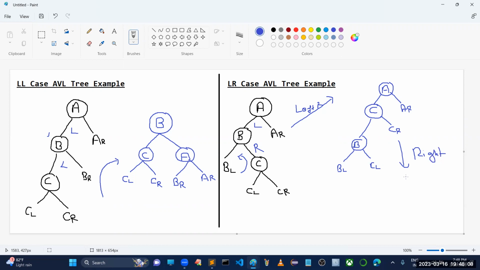If you do right rotation, C will become the parent node, your left subtree will become B, and your right subtree will become A. For B, BL will become the left subtree. CL will become the right subtree of B because it is already there. And AR is the right subtree of A. The left subtree of A will become CR. Already I explained. So this is the new tree once you do this LR case. Clear about these two cases? Please confirm, everyone.